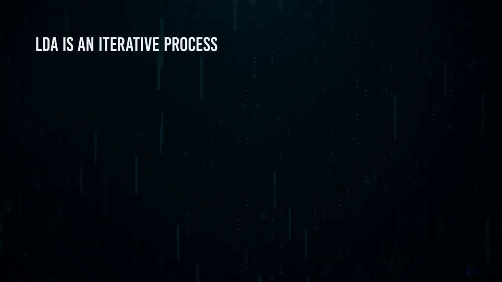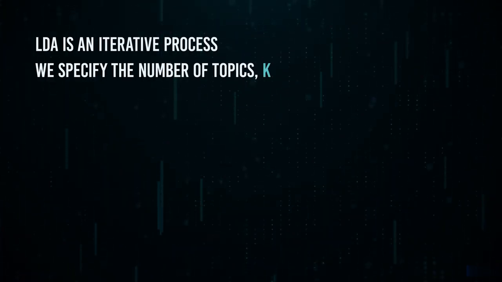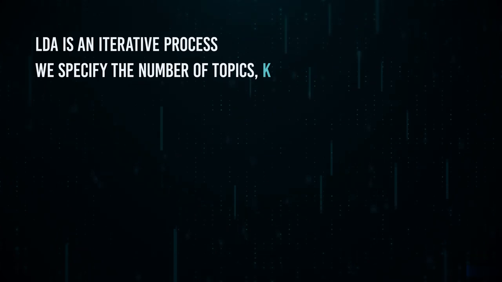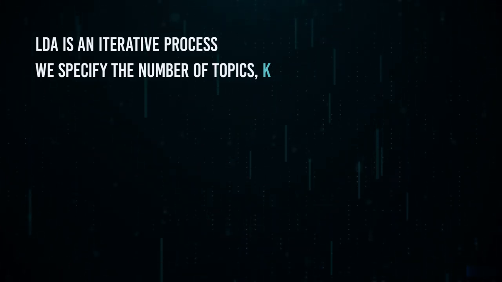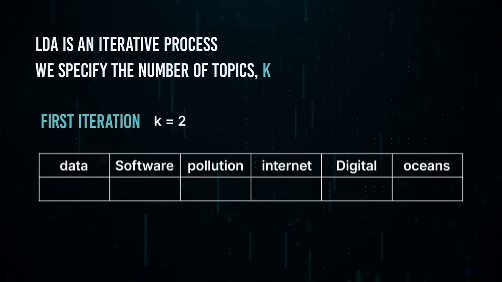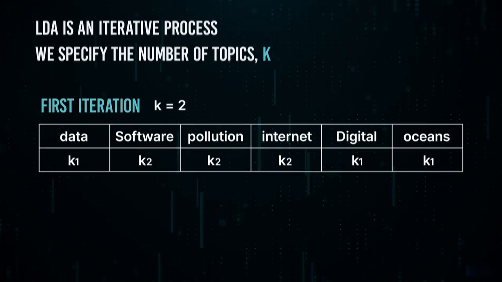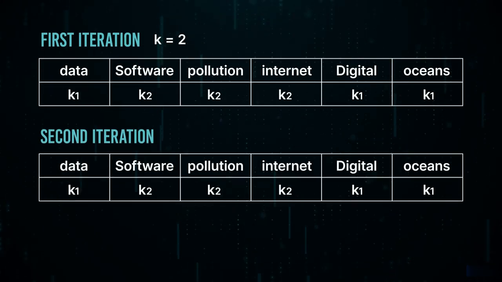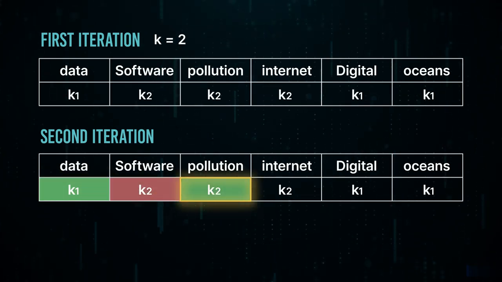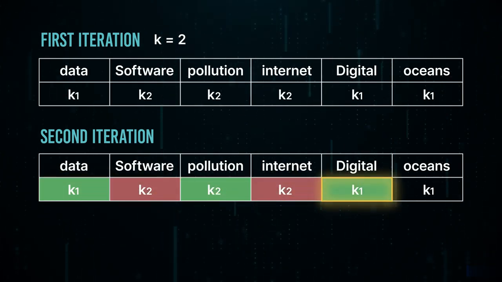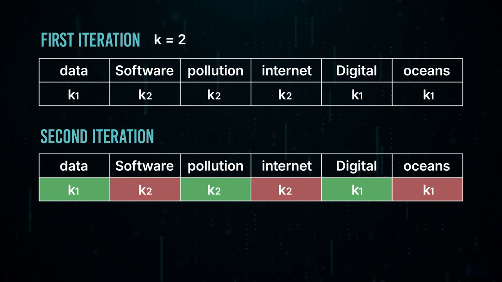LDA then works as an iterative process, where we first specify the number of topics that we want as k. The first iteration of the algorithm is where words in the document are randomly assigned to one of the k topics. We then move to the second iteration, where we go through each individual word in the document. We assume that all of the words are correctly assigned to a topic, and we try to correct the current word's topic assignment.